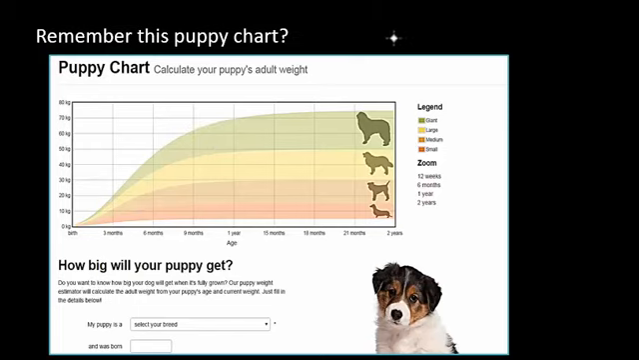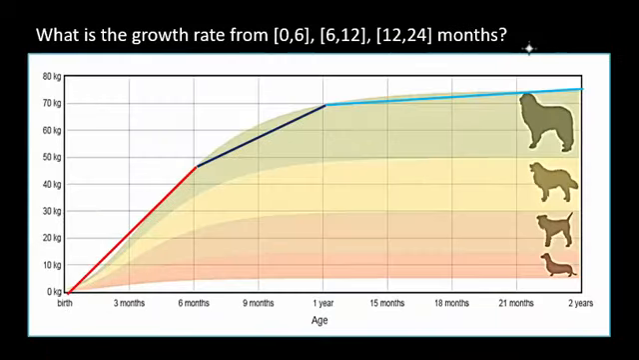puppy chart? Okay, suppose we just take, for example, the top curve, the growth curve of this breed, just the top one. Right, and then let's isolate that curve. Then suppose we want to find out what the growth rate is from the interval 0 to 6 months, 6 to 12 months, and maybe 12 to 24 months. So from a year, 1 to 2 years. And this is like the first 6 months, the second 6 months.